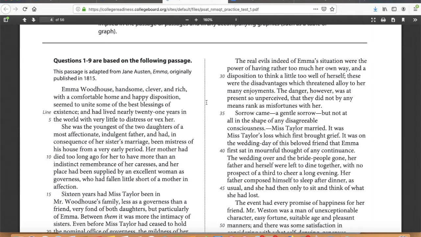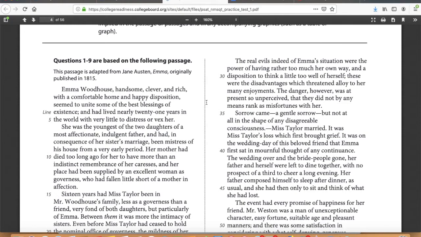And her place had been supplied, and supplied here just means replaced. Her place had been replaced by an excellent woman as governess. What's a governess, Caden? I'm not sure what it would mean here. Yeah. Go ahead and look up governess. A woman employed to teach children in a private household. Yeah, I think it should say employed, right? Employed to teach children. Governess is like a nanny, also responsible for education and discipline.